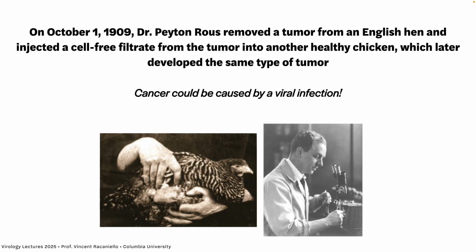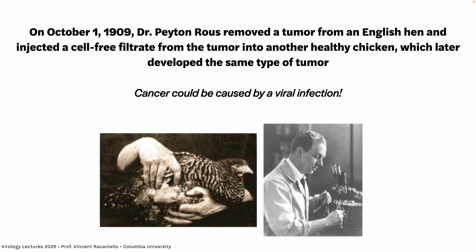So today's story begins in 1909. A farmer from New Jersey brings a hen to Dr. Peyton Rous. He's working at the Rockefeller Medical Institute. That's what it was called before it became Rockefeller University. And this chicken has a tumor. It has a solid tumor, which he was trying to figure out what caused. And he thought it might be a virus.